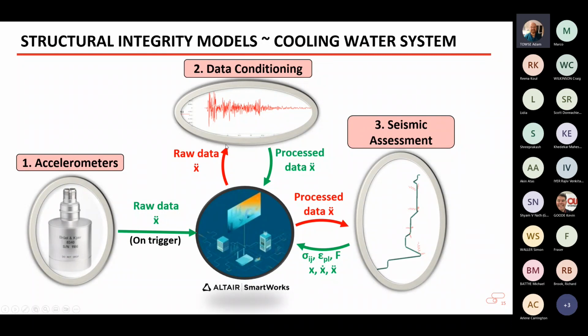We had another twin that took that raw data, did some data conditioning for it, checking for drift and things like this, and put that process data back onto SmartWorks. And then another twin which did the time domain dynamic seismic assessment. It took that process data, ran through maybe the first second, and pushed back stresses, plastic strains, forces, displacements, velocities, and accelerations, and then grabbed the next second and ran that through, and so on and so on.